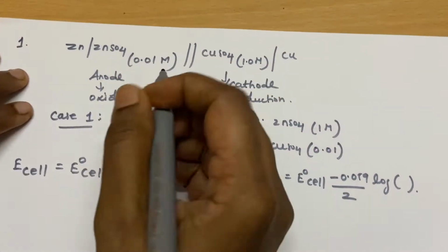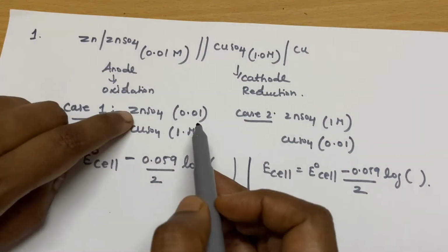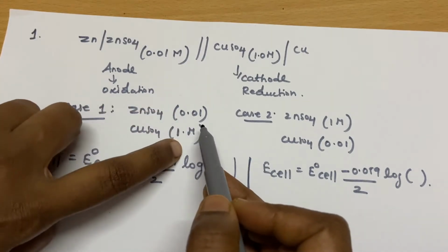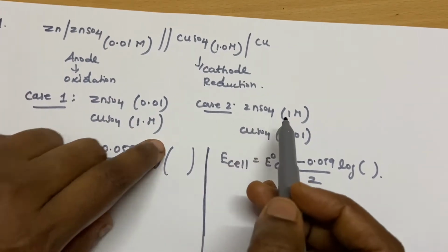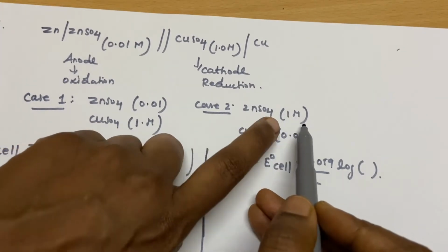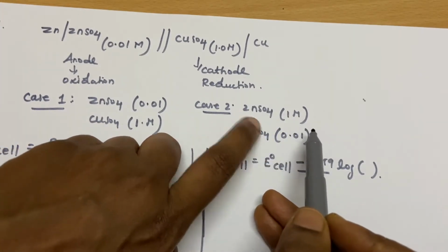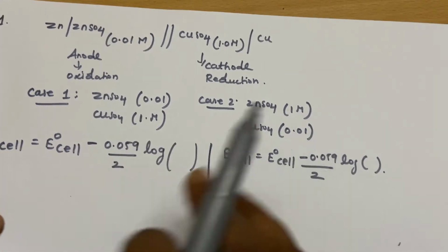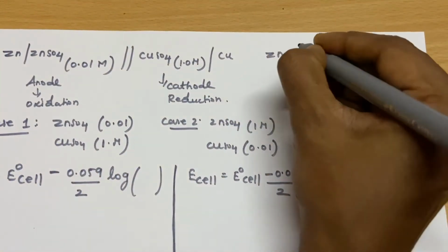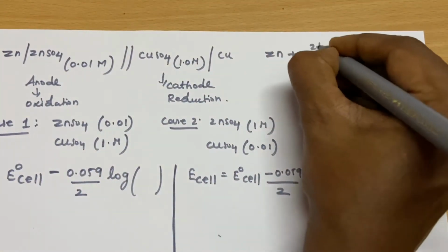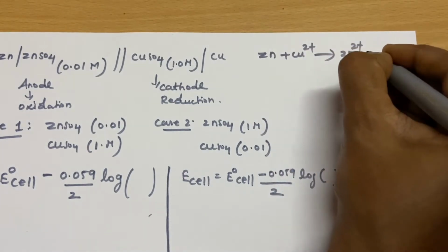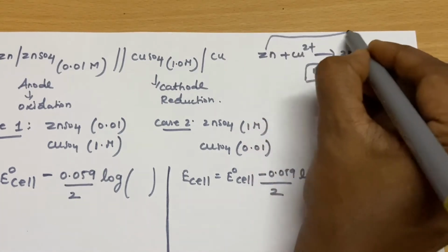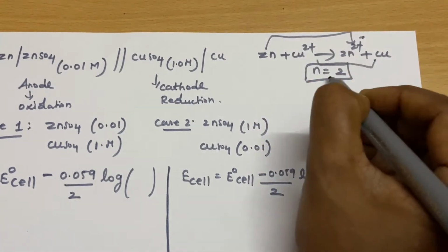So for this cell, initially there are two cases. Initially the concentration of zinc sulfate is 0.01 molar and copper sulfate is 1 molar. In case 2, what they have changed: zinc sulfate to 1 molar and copper sulfate to 0.01 molar. So we have to find the relation between E1 and E2. What is the overall reaction that takes place, students? Zinc gets oxidized and copper gets reduced, and the number of electrons involved is 2. Zinc, here 2 electrons and here also 2 electrons, so n is equal to 2.